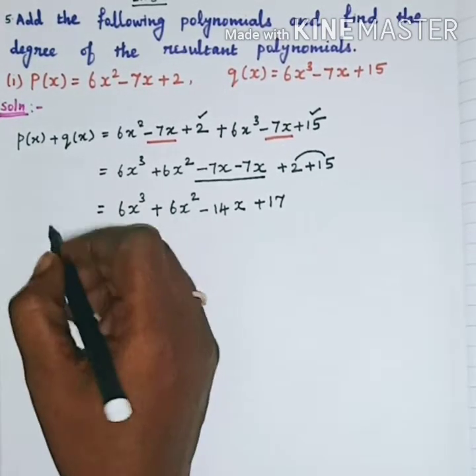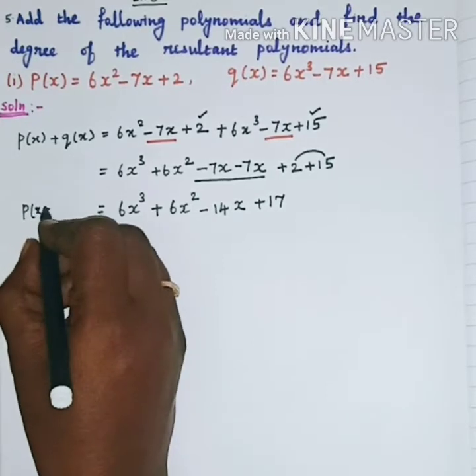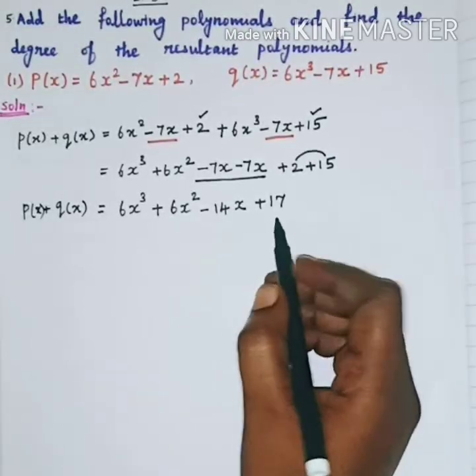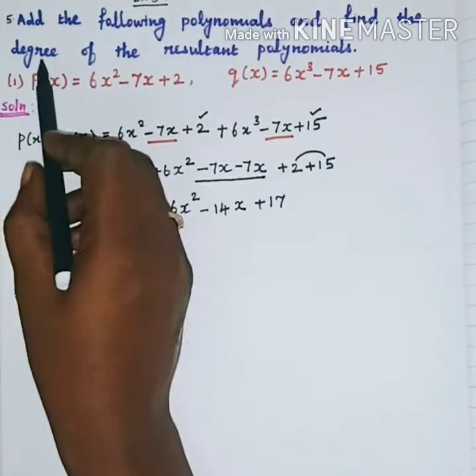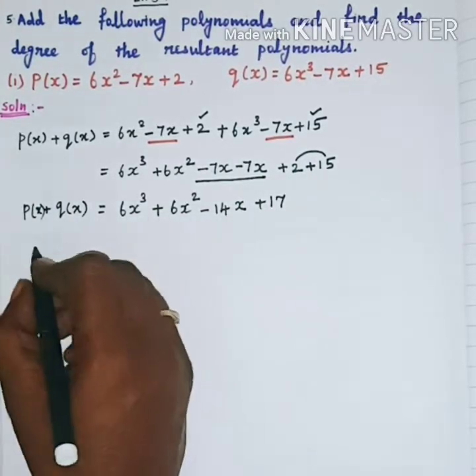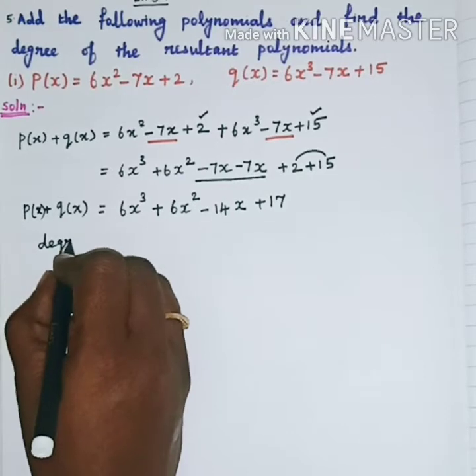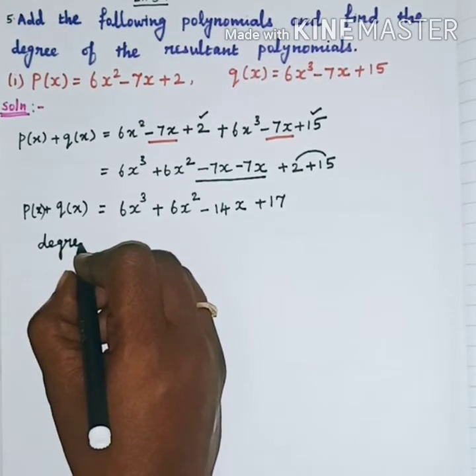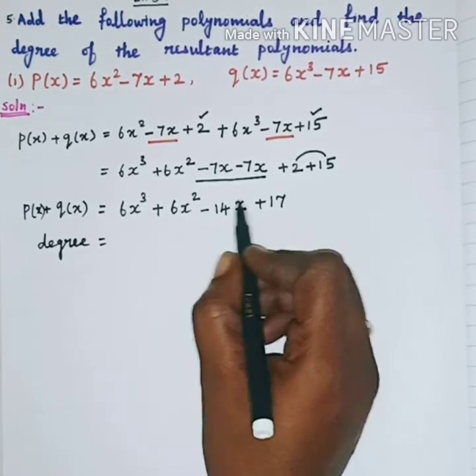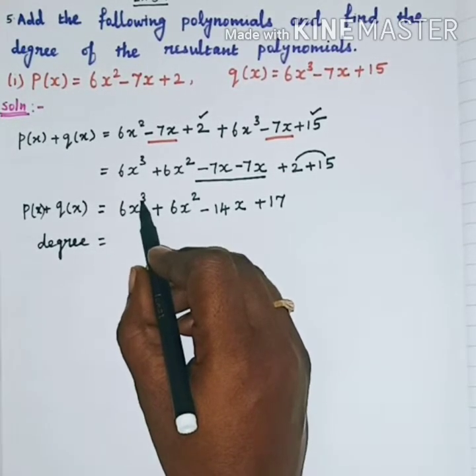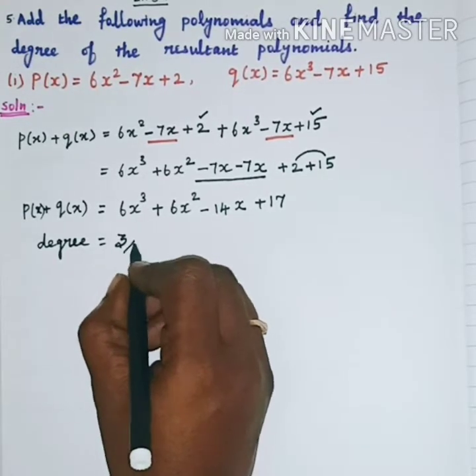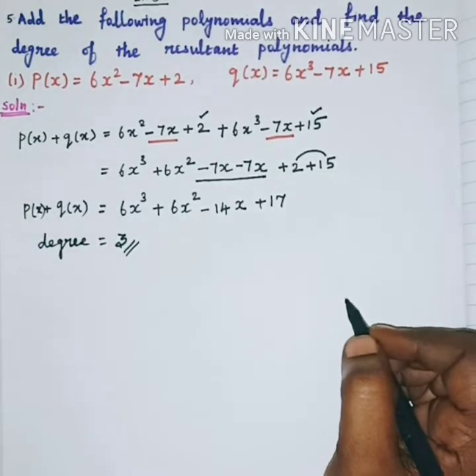So this is the value of P of x plus Q of x. Okay, this is the answer. And they asked to find the degree of the resultant polynomial. We have to find the degree of this polynomial. So degree is nothing but the highest power of the variable. So degree is equal to highest power. Which is the highest power here? This is 3. 3 is the highest power. So the degree of this polynomial is 3. This is the answer for this sum.